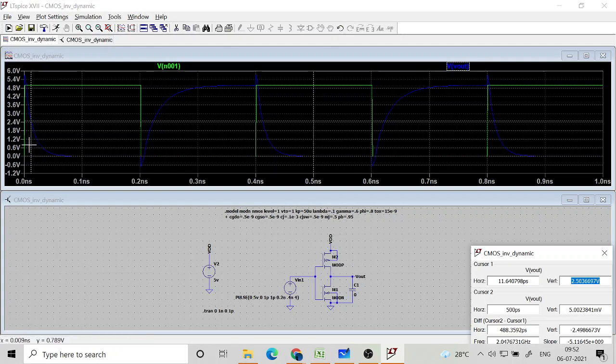So therefore we can say that from 50% of the input to 50% of the output, the time taken is what is called the fall time. Now, you note that it is coming as 11.6 picosecond.